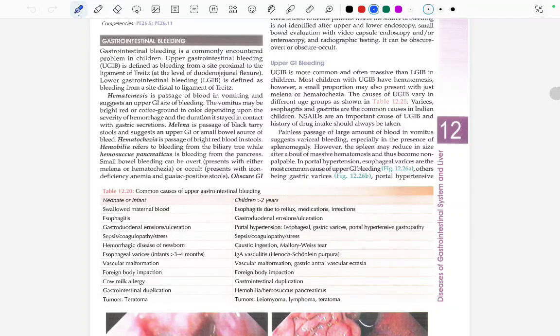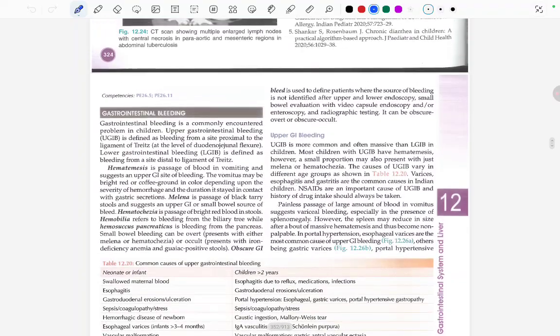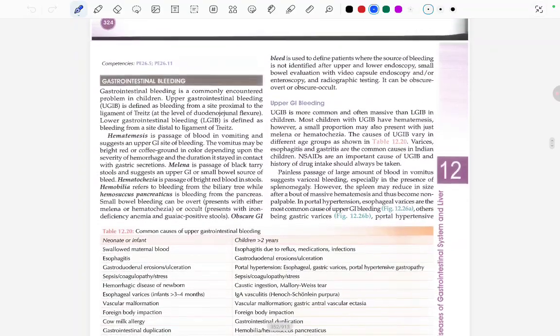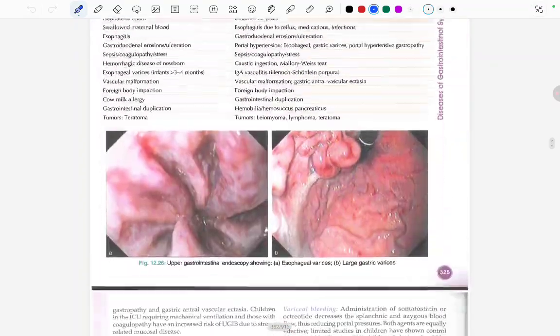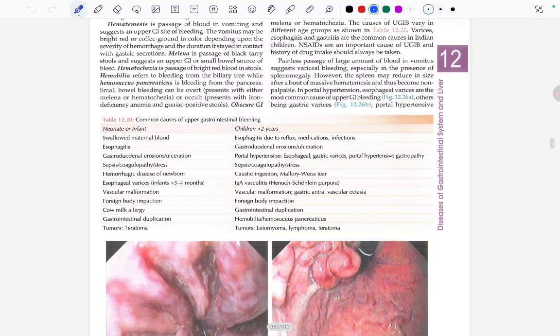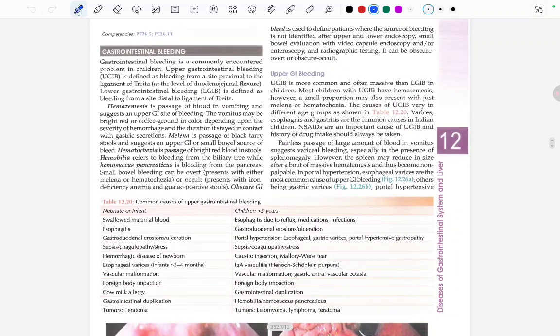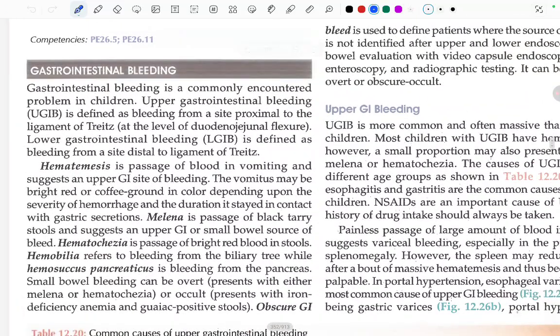Hello, in this video we will talk about gastrointestinal bleeding. I'm going to read it from the 10th edition of Ghai, page number 325, in the chapter on diseases of the gastrointestinal system and liver. Let's start. Gastrointestinal bleeding.